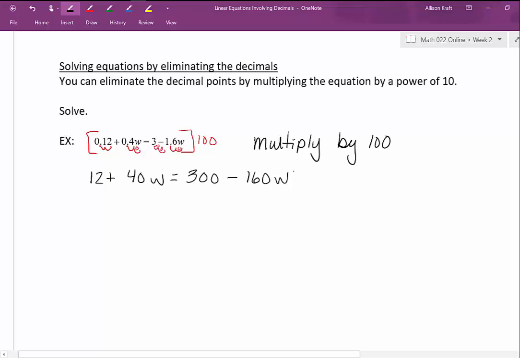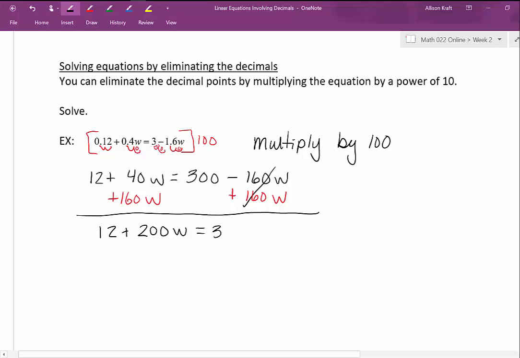We proceed as normal. There are no parentheses, no fractions to eliminate. We don't have like terms on either side of the equal sign. So we want to collect all of our variable terms on one side, all of our constant terms on the opposite side. I'm going to move the variable term with the smaller coefficient, which is negative 160. I'm going to add 160w to both sides. That gives us 12 plus 200w equals 300.